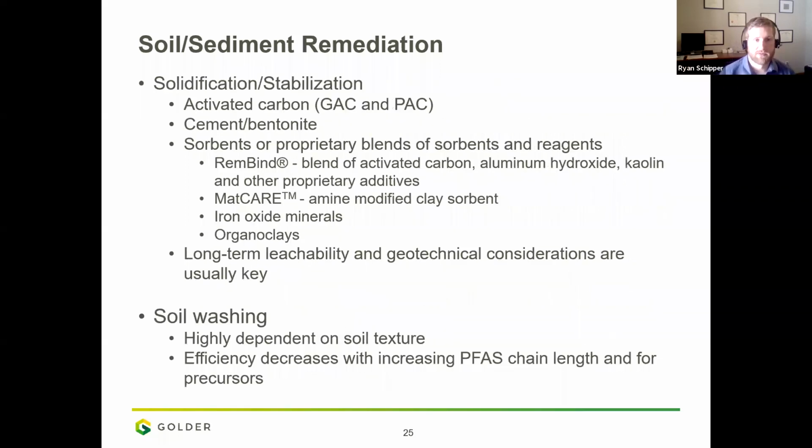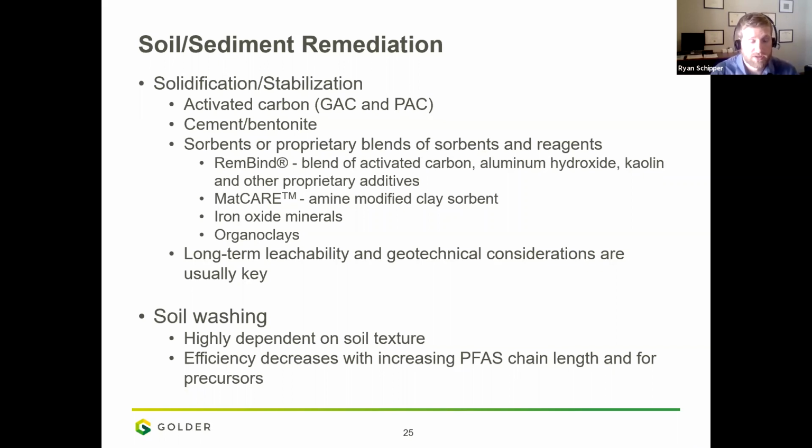Other soil and sediment remediation, again, we talked a little about solidification and stabilization. You can use activated carbon, granular or powdered, to help stabilize, along with different binders, cements, and bentonites. There are also a number of different sorbents and proprietary blends, such as Rembind, MatCARE, iron oxide, and organoclays, but the long-term leachability and geotechnical considerations here are usually key.